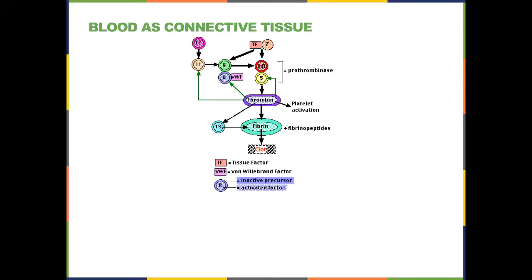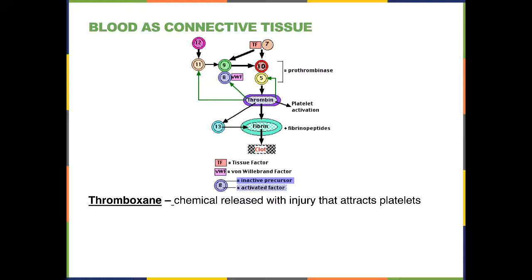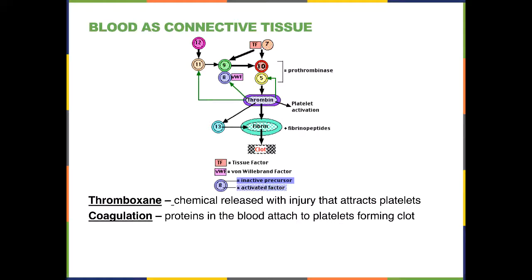This shows the process of coagulation, and I want to focus on the bottom half of this diagram initially. Thromboxane is a chemical that's released with the injury, and then it attracts the platelets. Remember, I talked to you about the fact that the injury itself attracts the platelets to the site of the injury, and the chemical responsible for that, the chemotactic factor, if you will, is thromboxane. Now, the process of coagulation is where proteins in the blood attach to the platelets that have formed the plug, and this forms the full-fledged clot.